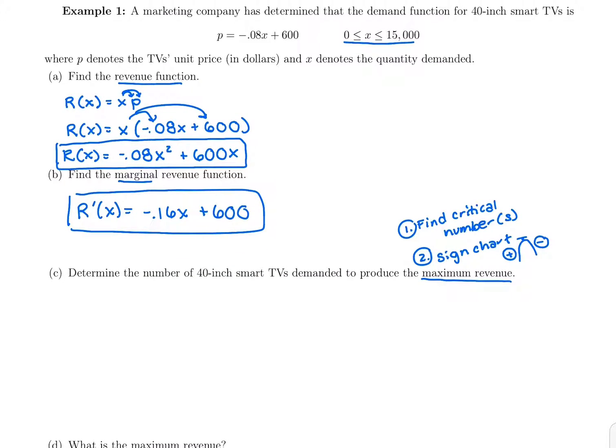So our same 2 steps from the last section, we're going to take the derivative and set it equal to 0. Well, we already found the derivative of revenue. We found it above. Marginal revenue was negative 0.16x plus 600. We're going to set that equal to 0 and we want to solve this. It's just a linear equation. It has an mx plus b.